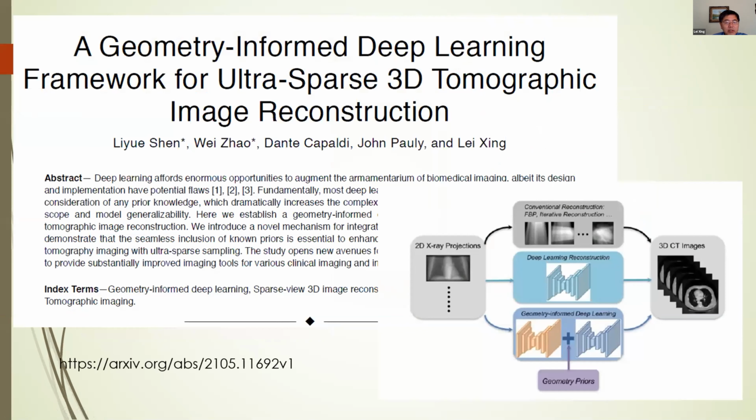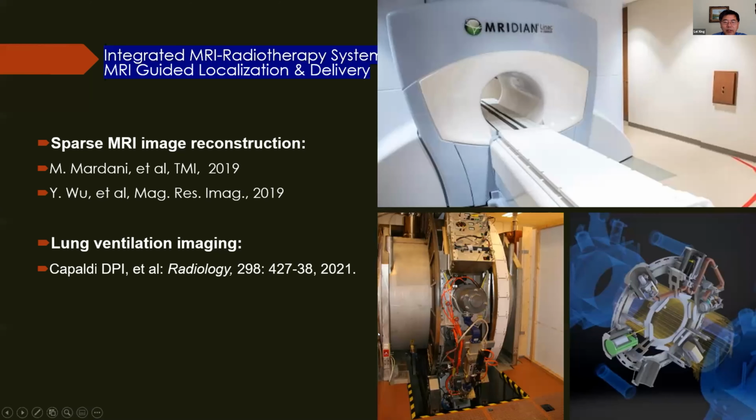Recently, we pushed this reconstruction scheme further. This is basically trying to include some known knowledge into the deep learning process so that we don't have to have a very complex network. Because if you can inform the deep learning algorithm with some geometry information of your imaging system, you can actually do much, much better. This is already on arXiv, you can find it.